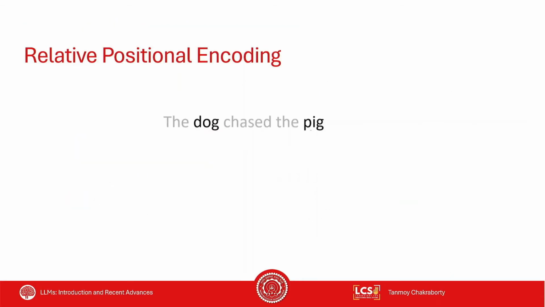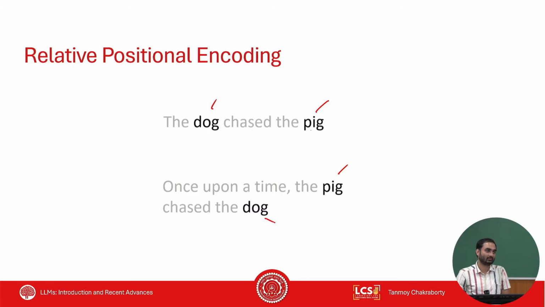So this is absolute position. Let's look at the relative position encoding. In relative position, the idea is that we don't care about the absolute position. We only look at the relative position between a pair of tokens. So let's say: the dog chased the pig. Once upon a time, the pig chased the dog. If you look at the relative positions between these two, they are the same. Although the two words got swapped and a few tokens were added at the beginning, the relative position is the same.